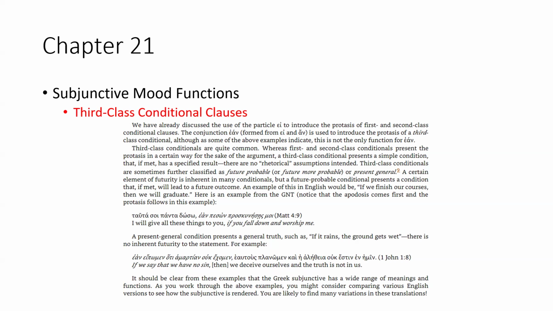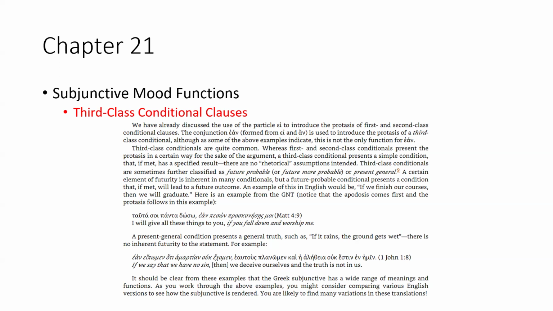A present general condition presents a general truth, such as if it rains, the ground gets wet. There is no inherent futurity to the statement. For example, ean eipōmen hoti hamartian ouk echomen heautous planōmen kai hē alētheia ouk estin en hēmin. If we say that we have no sin, then we deceive ourselves and the truth is not in us.